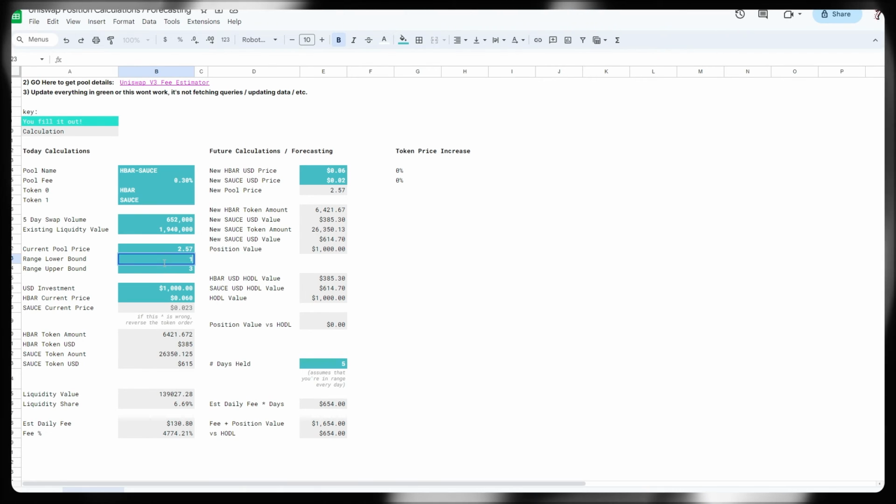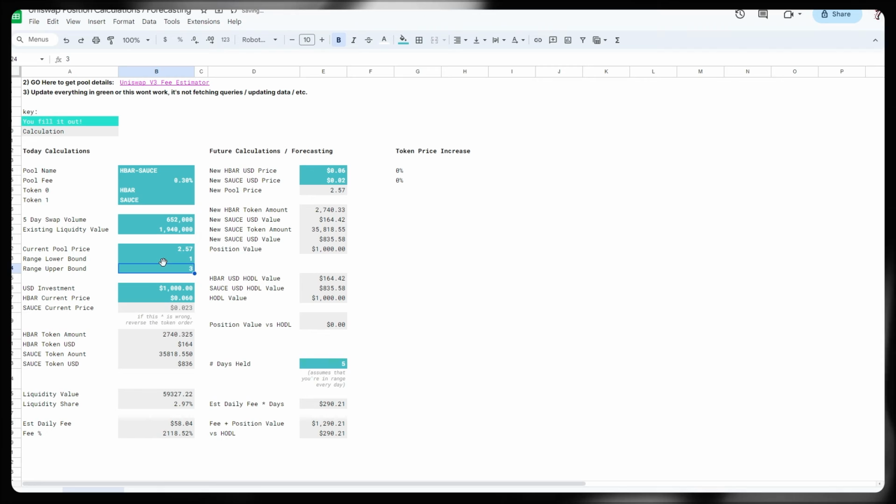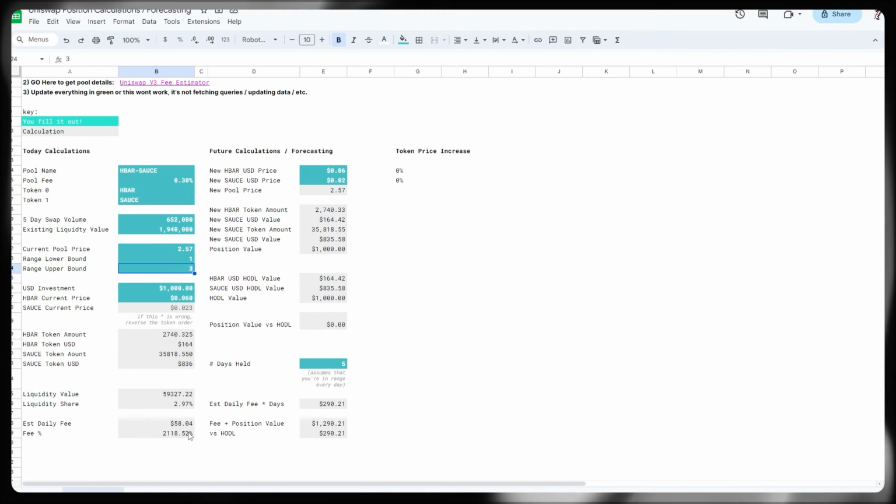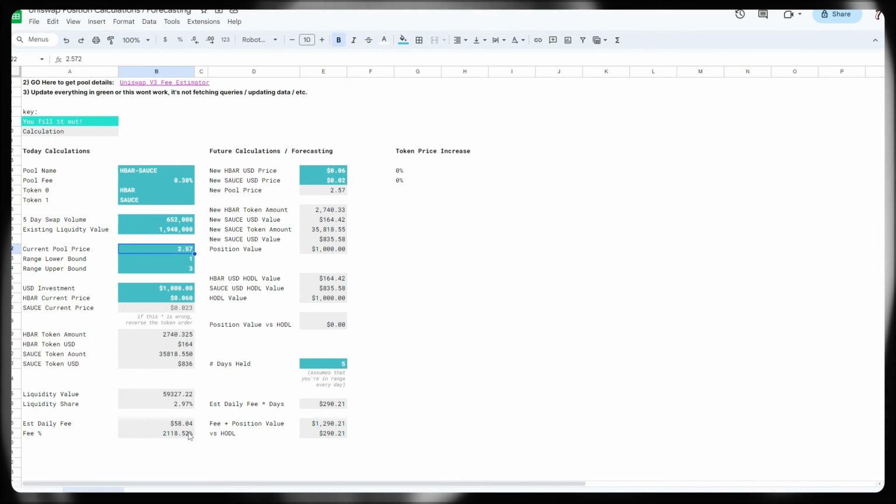If I set a wider range, say 1 and 3, you see my liquidity share drop drastically down to 3%. That's immediately going to mean that I'm earning less fees from that, which you saw the estimated daily fees begin to drop because I'm further away from the swap range that is taking place because of the current pool price being 2.57.